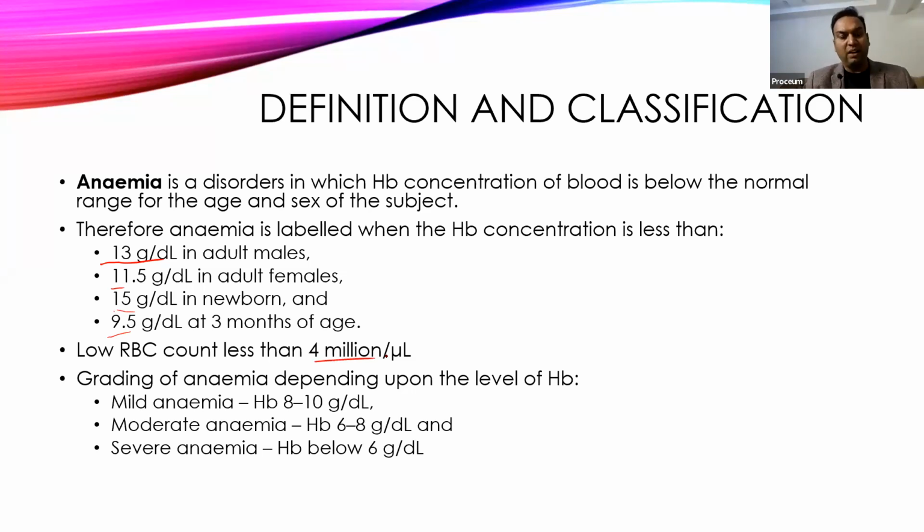Then we have a grading also, grading of the anemia. Mild anemia 8 to 10, moderate 6 to 8, and severe is below 6 gram percent. Okay, so these are the grading, and grading is important. Mild anemia you can treat on dietary basis, diet से हो जाएगा, hematinics भी हो जाएगा.